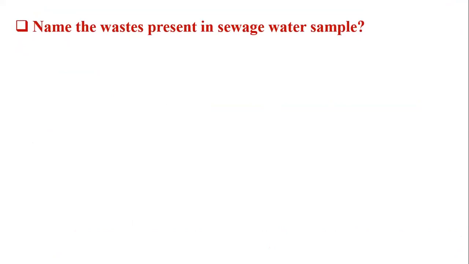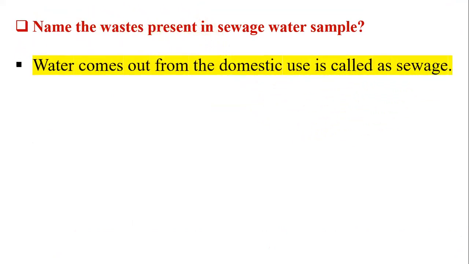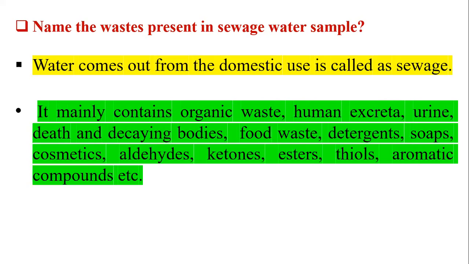Then, what are the chemicals present in the wastewater sample? Usually, water comes out after domestic usage. That water is called sewage water. Then, what impurities are generally present? Various organic wastes are present.